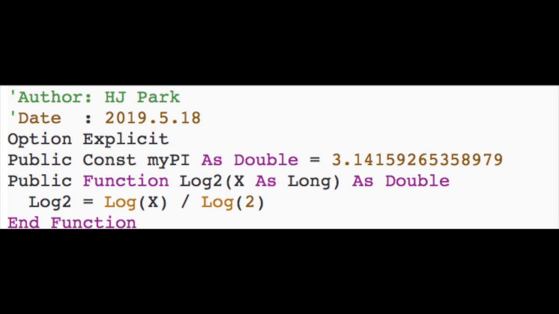Author H.J. Park, back in 2019, wrote this. Public constant mypi as double 3.14159 and so on. Everybody does that if you're doing anything with pi. And then function log2(x) as double. Okay, so this is a log2 FFT. It's not a chirp Z.